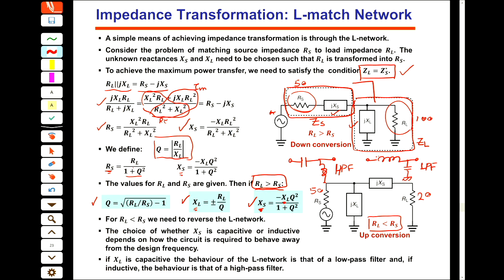This is in the frequencies away from our resonance frequency. At the resonance frequency, I mean at the operating frequency that we define, they work perfectly. But then if we assume that XL is an inductor, then in the low frequency that is the high pass filter. L as an inductor is a high pass filter. Yes, this is a high pass filter, and this is a low pass filter.